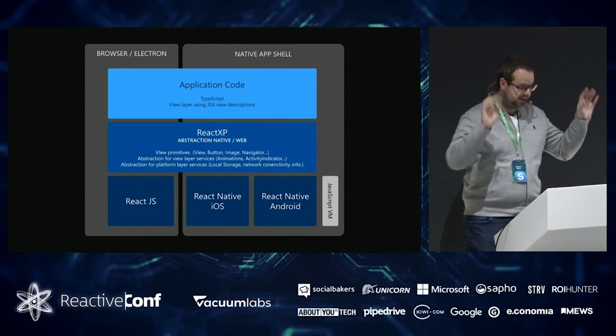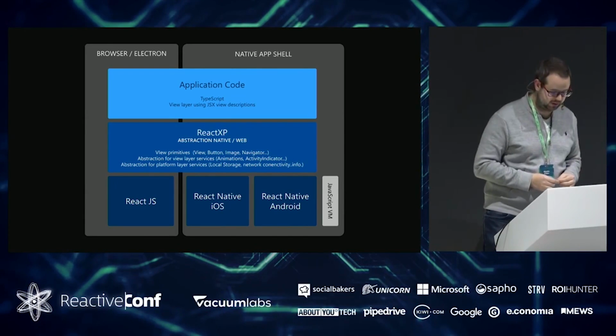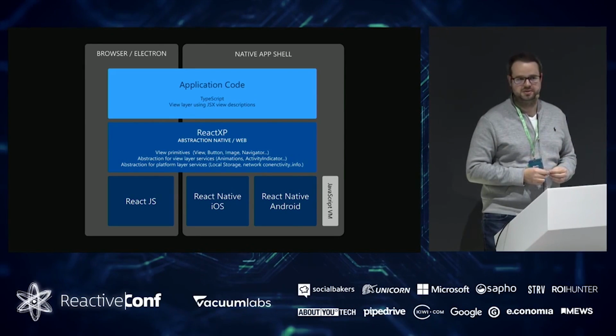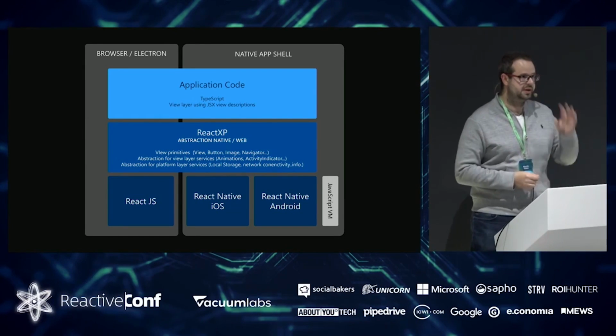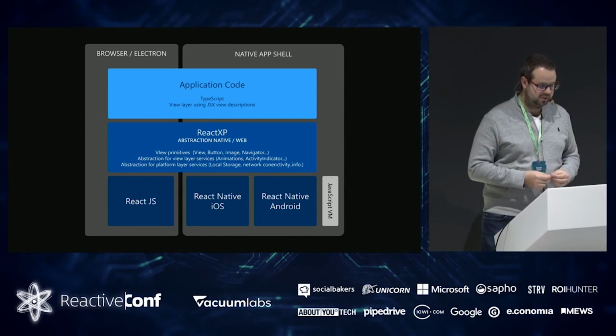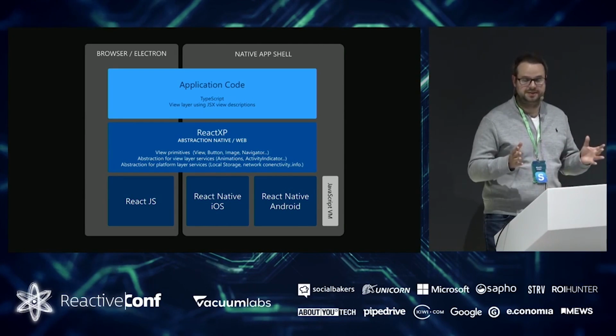This is the high-level architecture diagram. Application code at the very top, that is the TypeScript code. That is actually the area where most of the development happens. So if you would become a developer here, that's where you would spend most of your time writing TypeScript code, and we use JSX to describe the views standard.